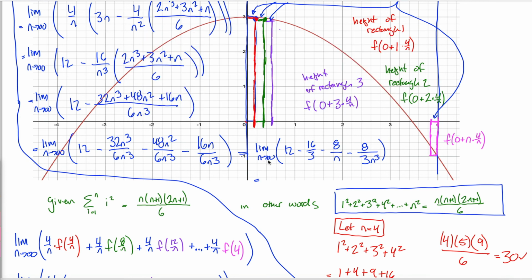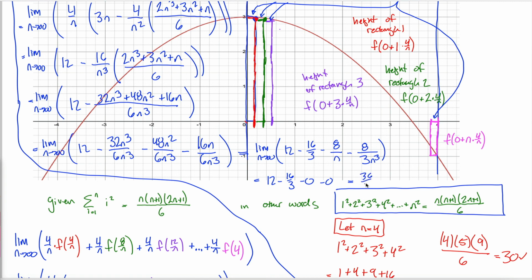Because as n gets really, really large, think like a million or a billion, this gets really close to 0. Right? 8 over a million is damn near 0. The limit as n approaches infinity of 8 over n is equal to 0. So when I'm evaluating this limit, I get 12 minus 16 thirds minus 0 for this term, and then minus 0 for this term, because again, when n gets really large, the denominator gets really, really large. And if you have a fraction where the bottom of that fraction is really large, the value of that fraction gets close to 0. This limit evaluates to just 12 minus 16 thirds.